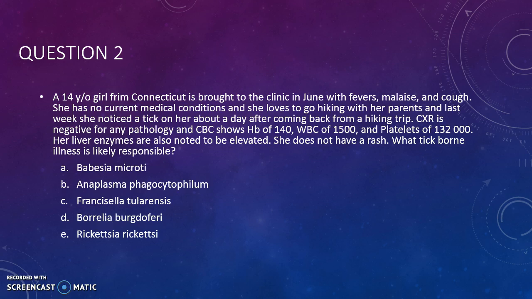Second question, a 14-year-old girl from Connecticut is brought to the clinic in June with fevers, malaise, and cough. She has no current medical conditions and she loves to go hiking with her parents, and last week she noticed a tick on her about a day after coming back from a hiking trip. CXR is negative for any pathology and CBC shows a hemoglobin of 140, WBC of 1500, and platelets of 132,000. Her liver enzymes are also noted to be elevated. She does not have a rash. What tick-borne illness is likely responsible? Again, if you need time to think, pause the video now.